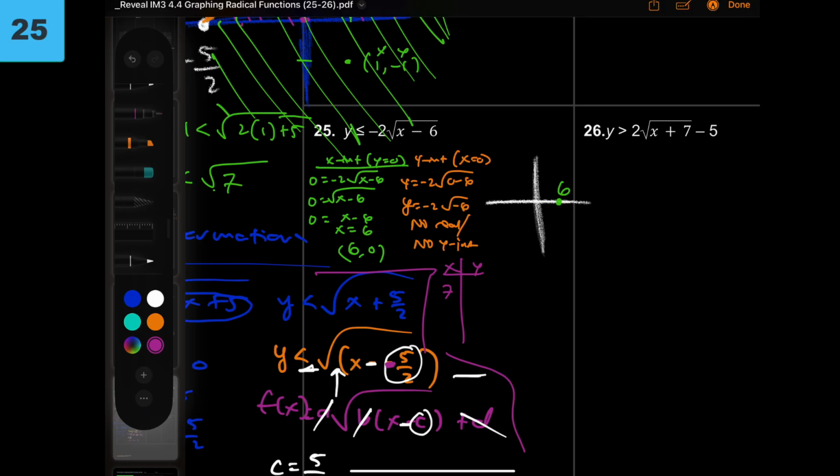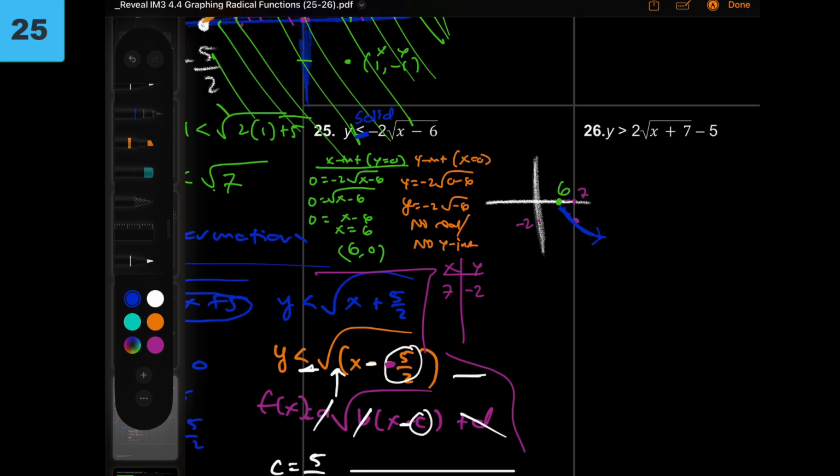So x is 7, so 7 minus 6 is 1. Square root of 1 is 1. 1 times -2 is -2. So 7, -2. So my graph's going to go... That's 7. This is -2. So my graph's like this. Okay, this is going to be a solid because you have the equal sign. And your graph does this.